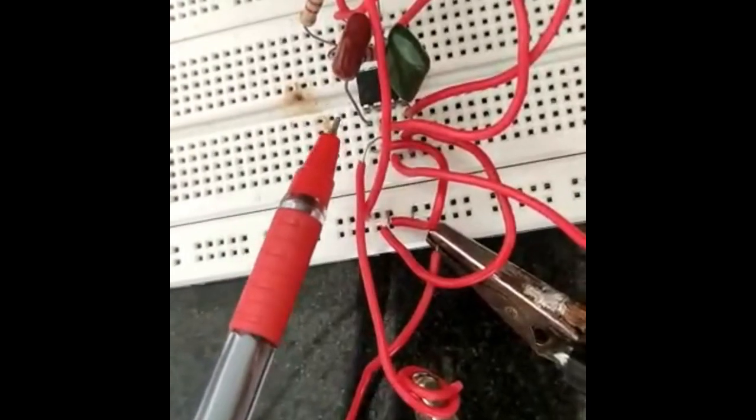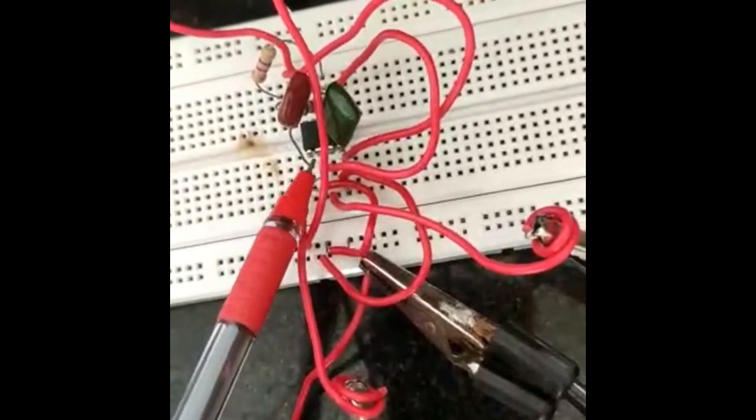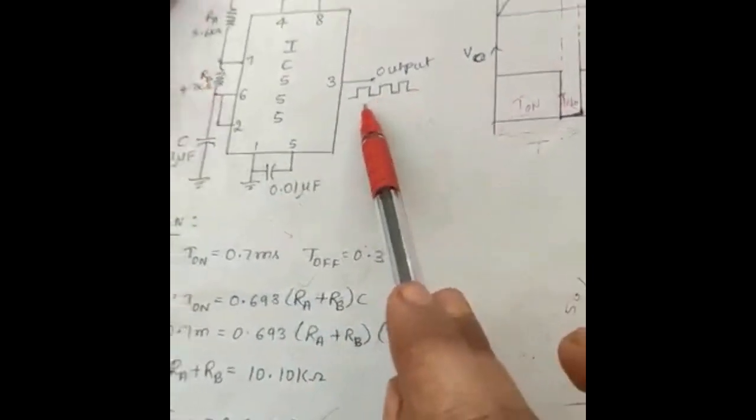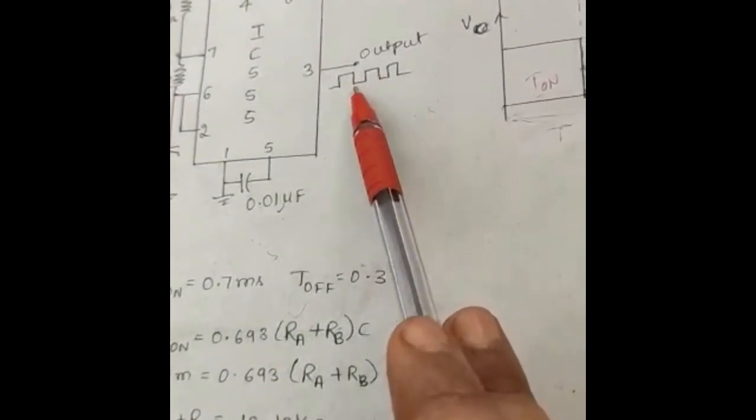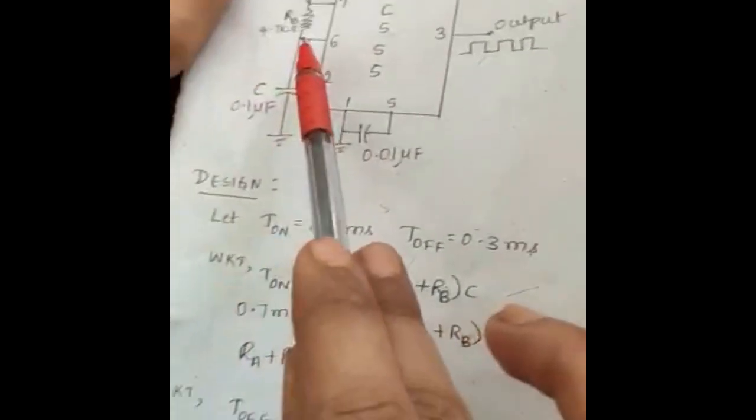Next, we are taking output across the third pin. Here you can see in the circuit, across the third pin we are taking the output, and in order to see the charging and discharging we are taking across the sixth pin.